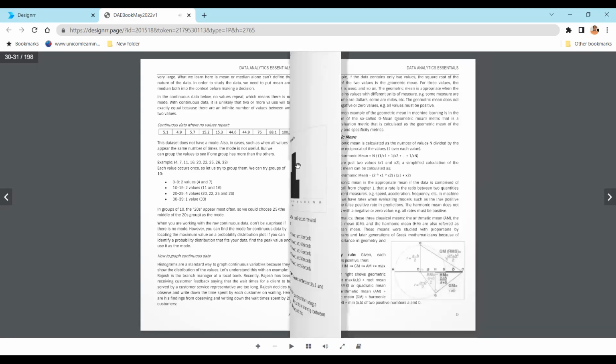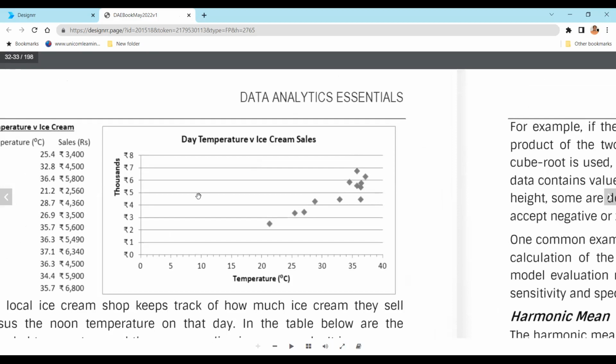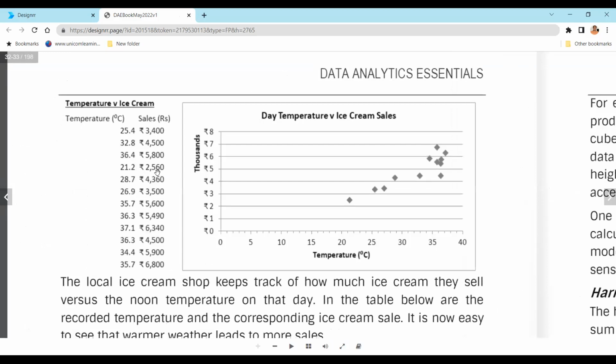And we have seen two types of graph. This is just a repetition of what we have seen before. Now another data to represent is scattered data. Let's look at this data. This data talks about a shopkeeper, an ice cream shopkeeper.